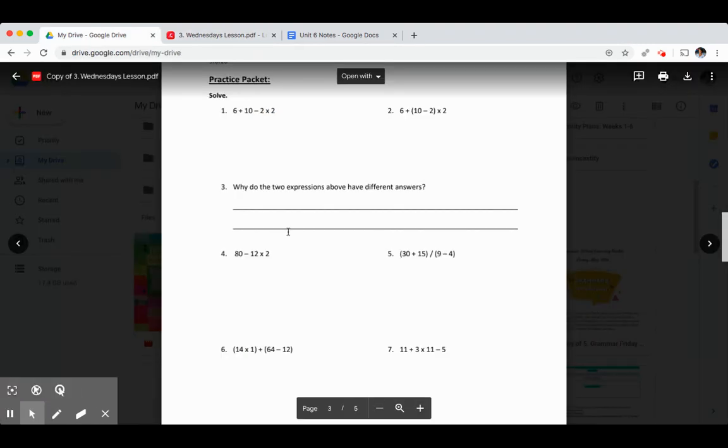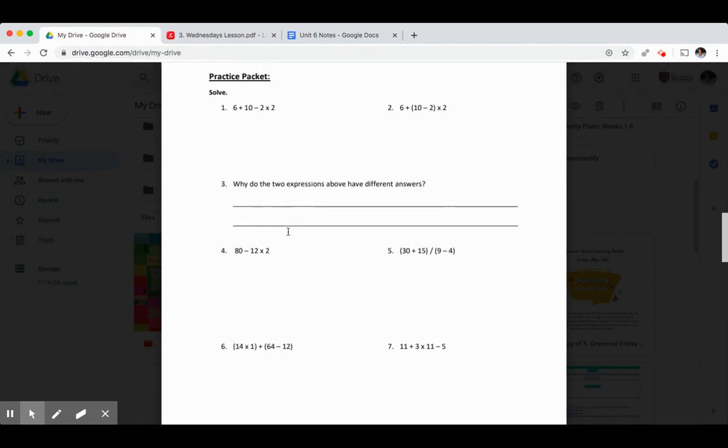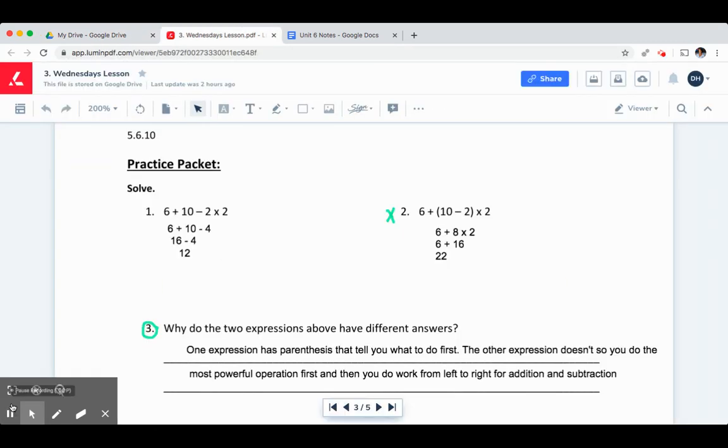Next, go ahead and try the practice packet problems. Come back when you're ready to discuss your answers. Next, we'll go over a few of the practice problems, and you'll check the rest against the video when we are done. So we're going to start by going over number 2. Number 2 gave you the following expression.